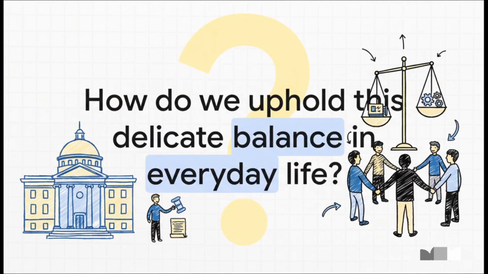Which leaves us with one final big question to think about. The Constitution gives us this amazing blueprint for a just society, but a blueprint is only as good as the people building from it. So the real question is, how do we, as citizens and as a state, actually uphold this delicate balance in our day-to-day lives?